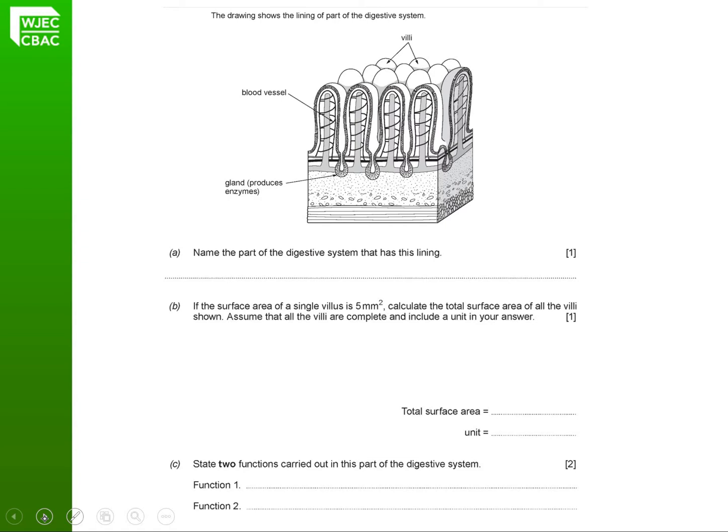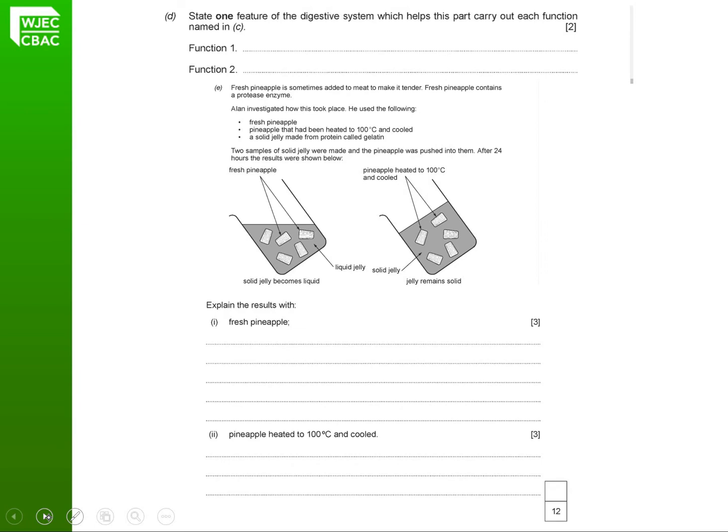Okay, question 5, we've got a diagram of part of the digestive system. Right, this is still part of question 5. It's quite a long one, worth 12 marks. So read through the information carefully and try and come up with an answer.